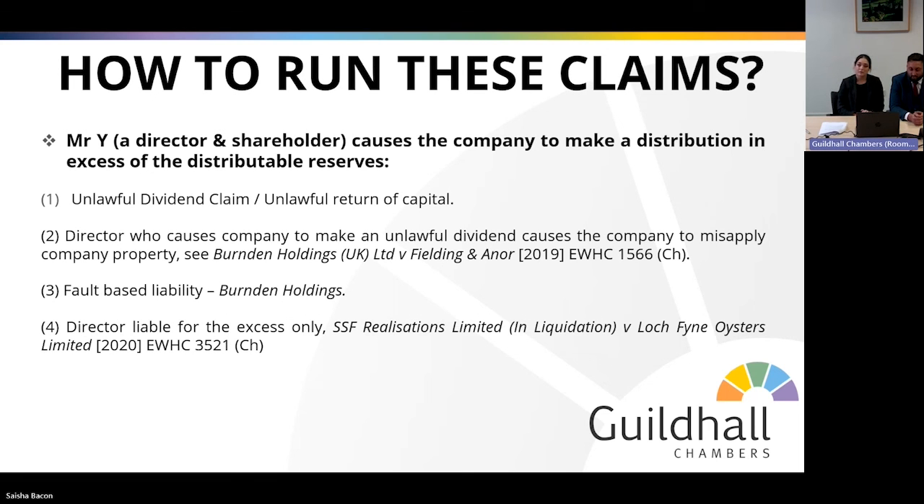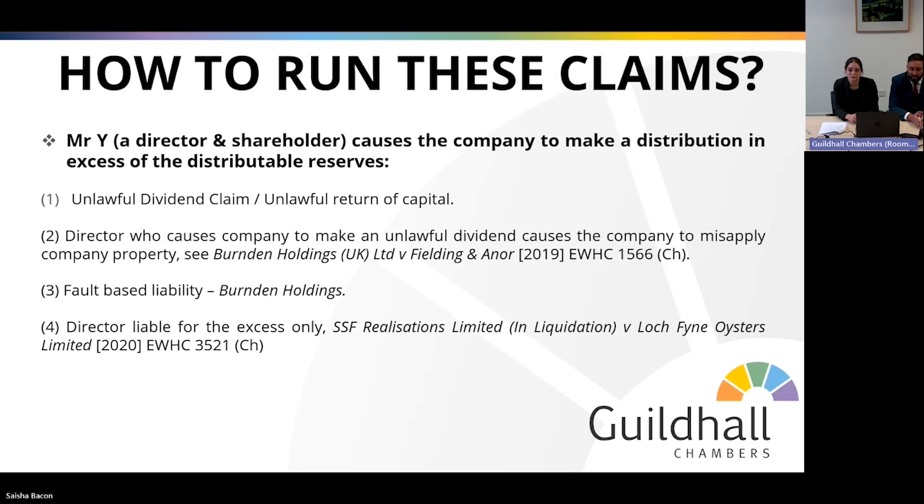We've got a separate example here where Mr. Y causes the company to make a distribution in excess of the company's distributable reserves. So what we've got here is an unlawful dividend claim, an unlawful return of capital. And of course, the director who causes a company to make an unlawful dividend causes the company to misapply company property. So it gives rise to a breach of duty claim. We know from cases such as Bairstow Holdings that it's fault-based liability. And one of the more recent cases in 2020 is worthy of note because it talks about a director being liable for the excess only.